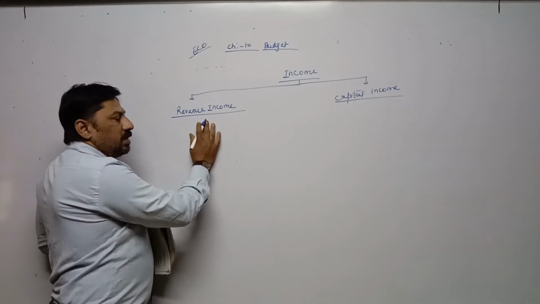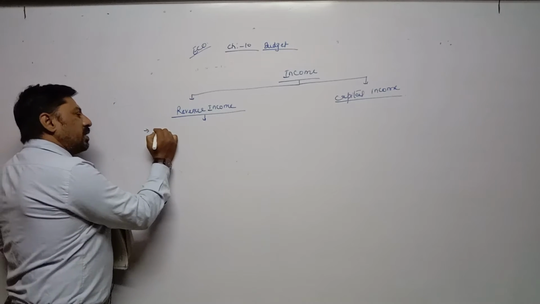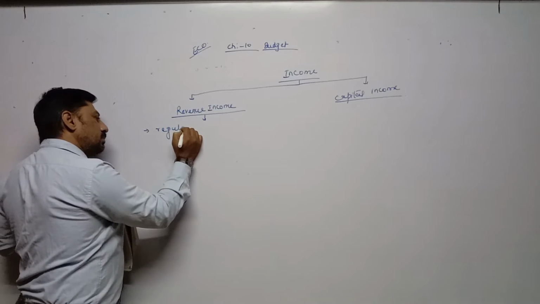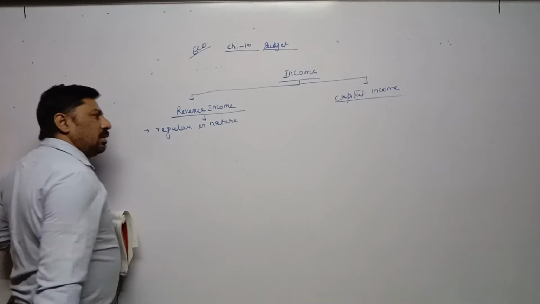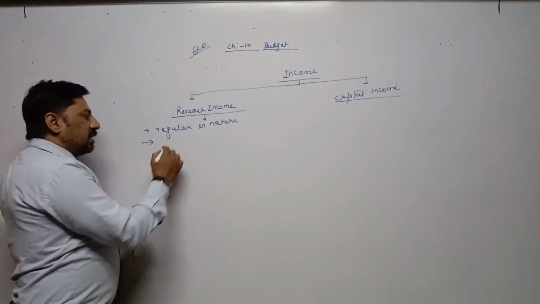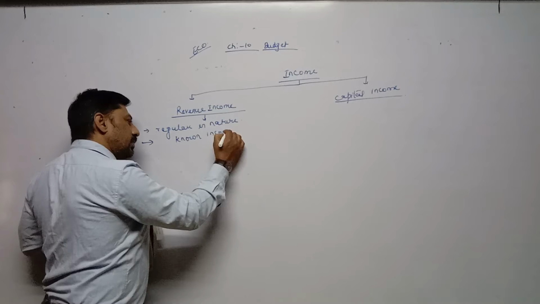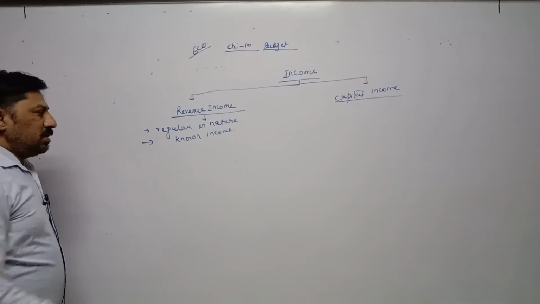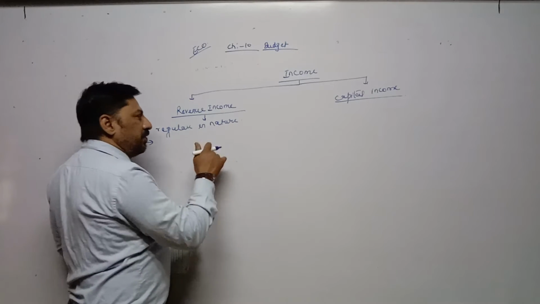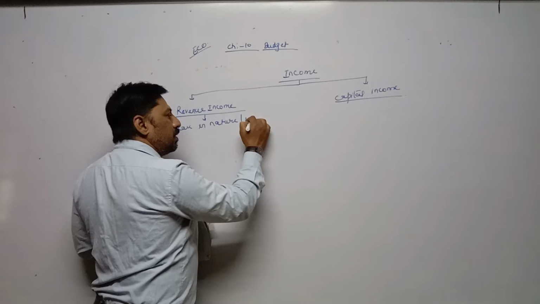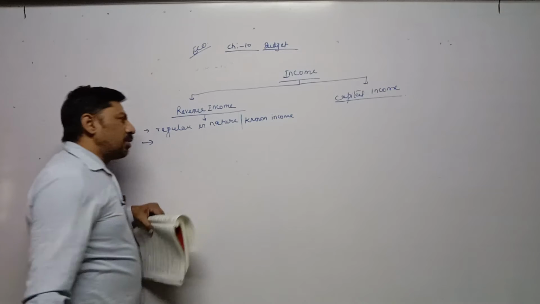Now revenue income. Revenue incomes are those incomes which are regular in nature, or we can say known income. Regular in nature or known income means the government knows very well that this type of income comes every year, or that from this source this income will come. Such incomes are regular in nature.